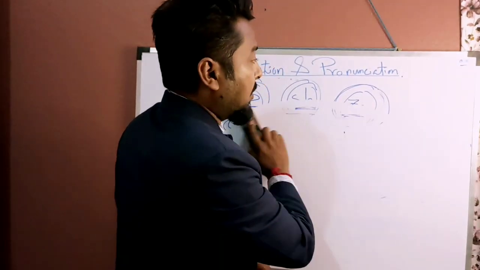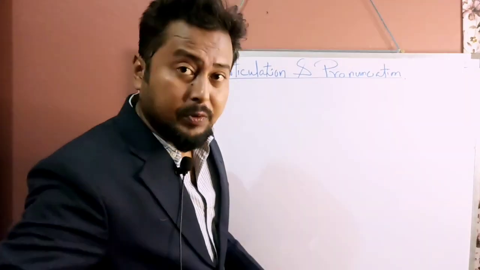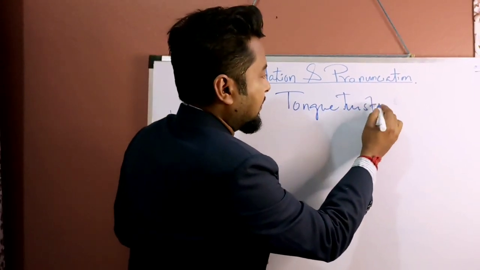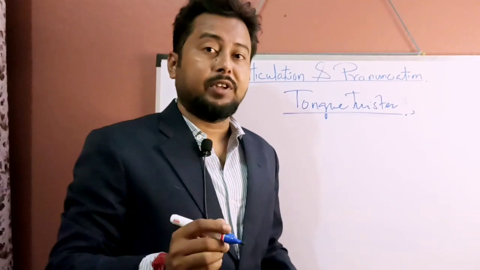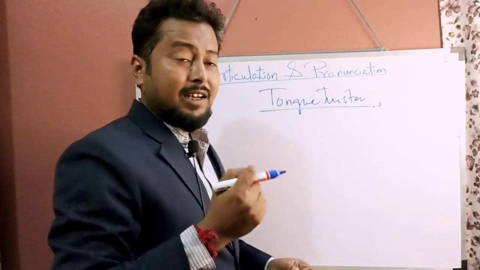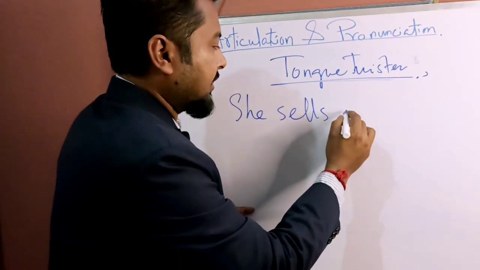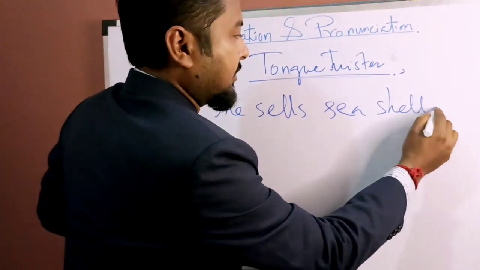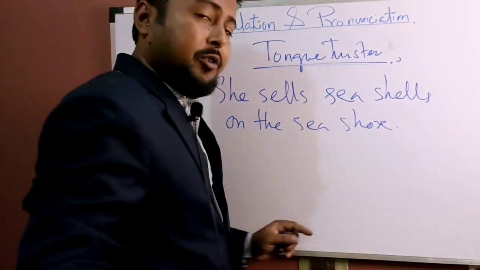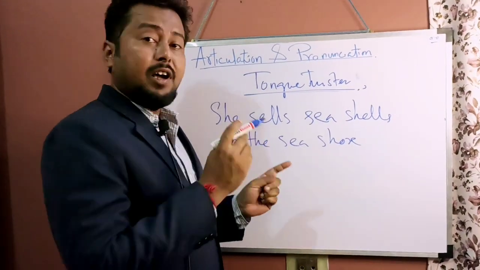Now, apart from this, there is another way that can help you with respect to your pronunciation, and on that, I'll definitely come up with a detailed session with some tongue twisters. This is also one of the ways through which you can better yourself with respect to your pronunciation and articulation. So, for example, let's take one example. It's a very common one. She sells seashells on the seashore.